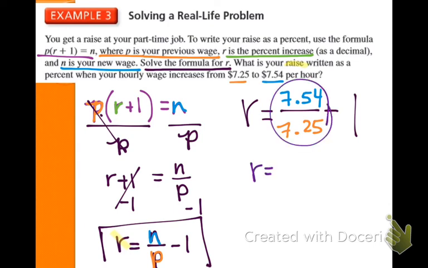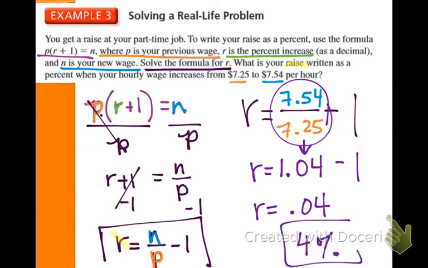So what is 7.54 divided by 7.25 first? What is it? 1.04. Now subtract. If you have $1.04 and I subtract $1, you have 4 cents. 0.04, which is what? Because it says as a percent. 4%. Which is actually a very high increase.